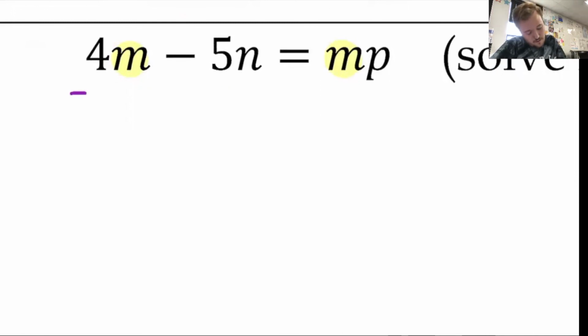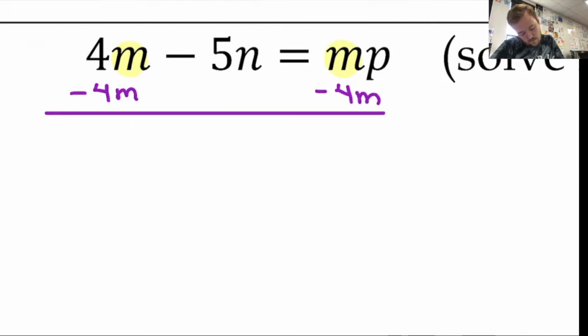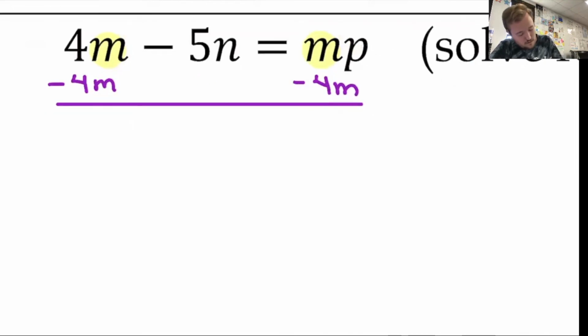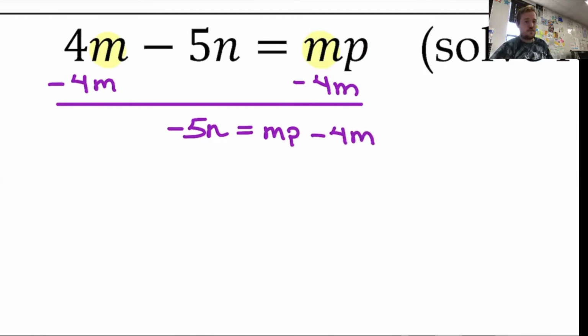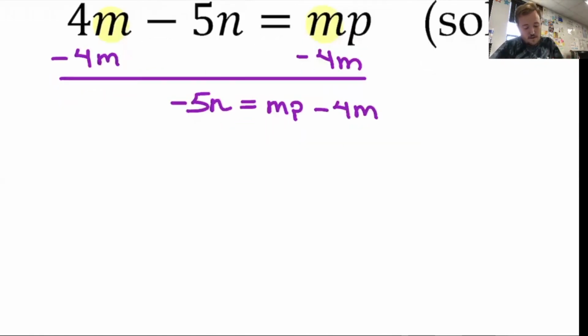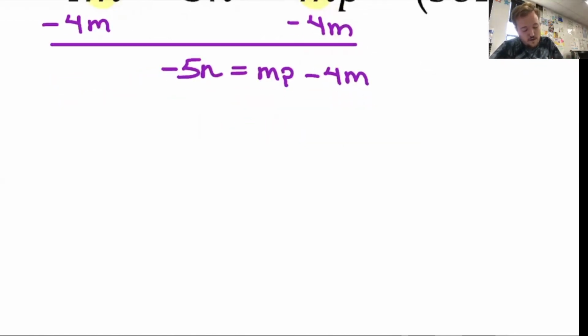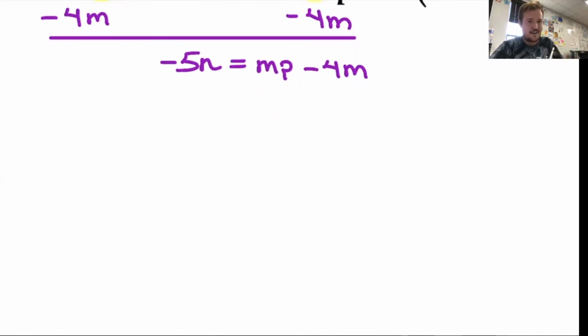So I want to move the 4m. So I'm going to leave negative 5n equals, and I'm just going to write it exactly how it looks. We can't combine these. So I just have mp minus 4m. So this is the step that's going to kind of make this a little bit more challenging. So notice how we have an m in both terms. So instead of distributing, I actually want to do the opposite. I actually want to take it out.